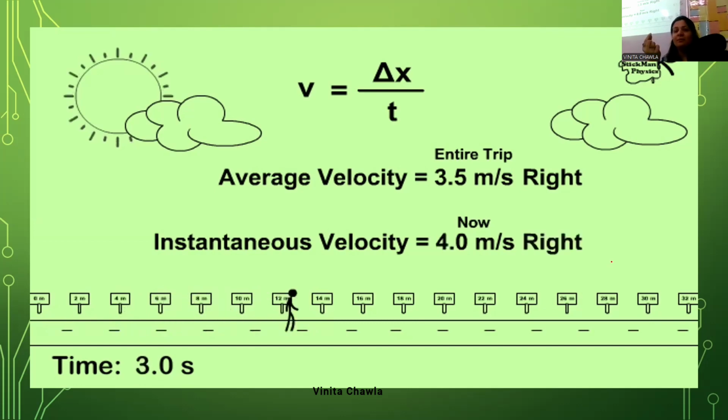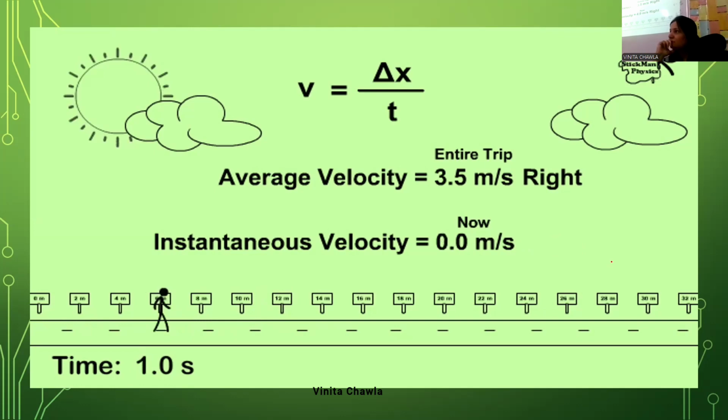At that point of time, what is the speed? What is the velocity? Our focus is on that. We are not bothering about the average velocity, that sometimes he stopped, sometimes he went fast, sometimes slow. Instantaneous velocity gives the velocity at that point of time only, while average velocity is the velocity of the entire trip. On an average, 3.5 meters of distance was covered in 1 second. Speedometer of a car measures instantaneous speed.